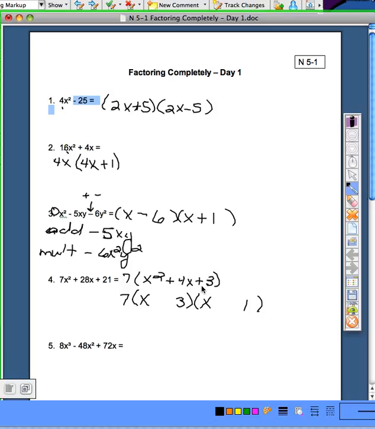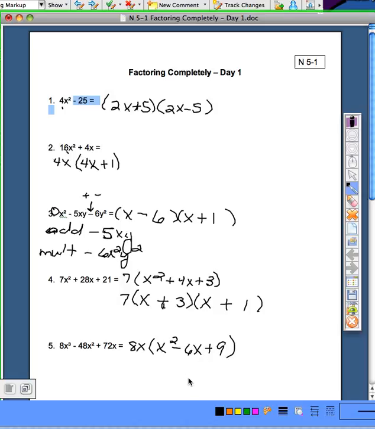And since this is plus, the signs are the same. Since that's plus, they're both positive. Okay. Now looking at this next one, we can factor out a greatest common factor, which is 8x. Then we're going to have x squared minus 6x plus 9.